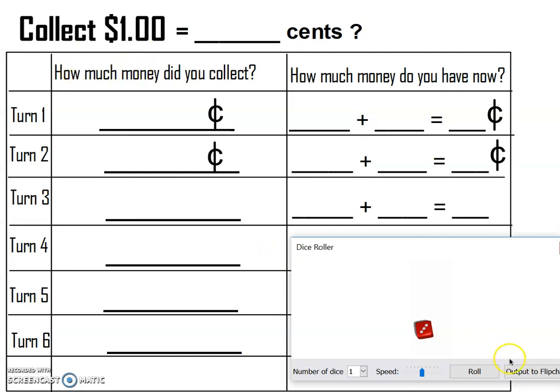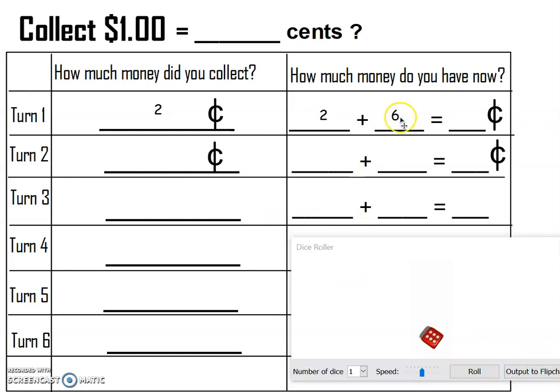So what you're going to do is you're going to roll the dice, and I got 2. So put that here. So I have 2 cents. Okay. I'm starting with 2 cents, so now we're going to continue to add on to what we have. So I had 2 cents, and now I'm going to roll on. So I'm going to roll my die, and I have 6.